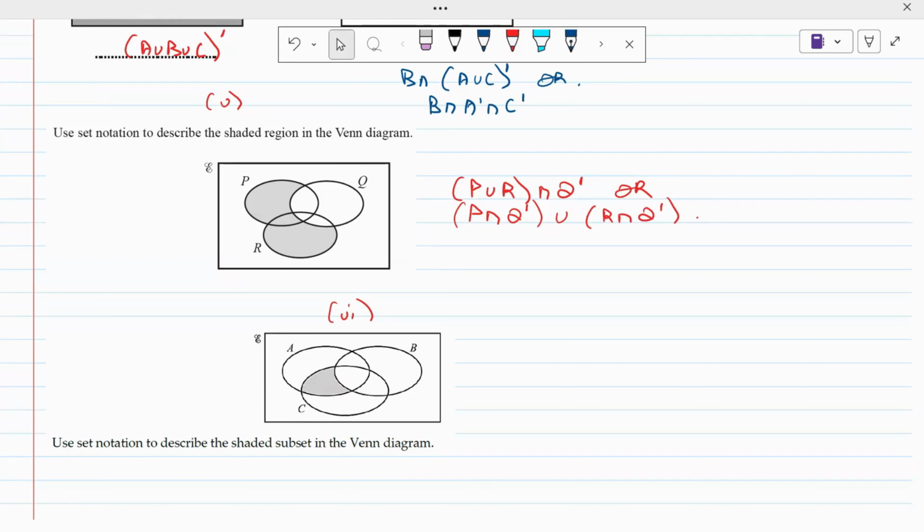This last part. You are removing B from the intersection of A and C. A intersection C intersection B complement. Excellent.